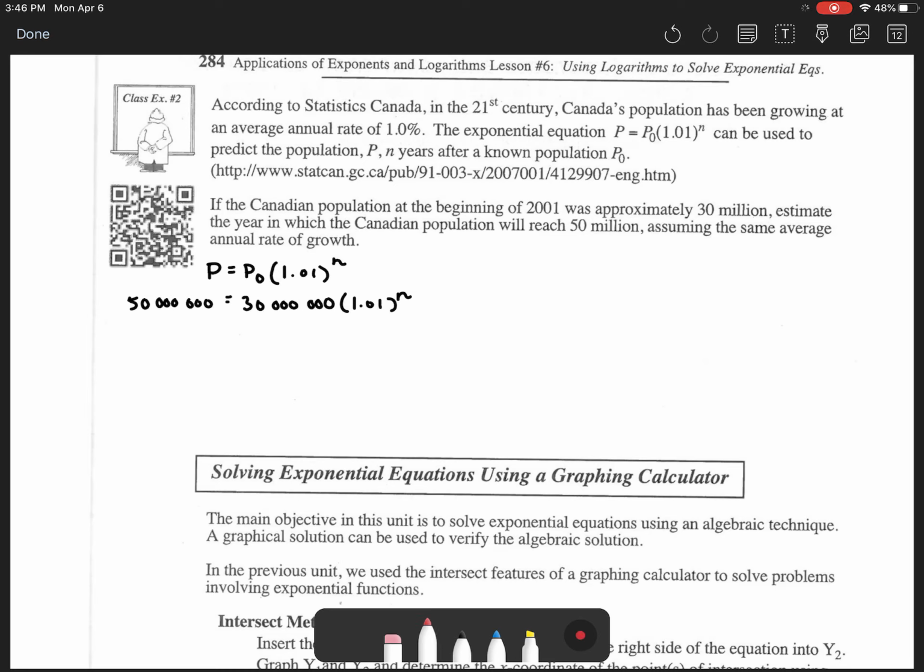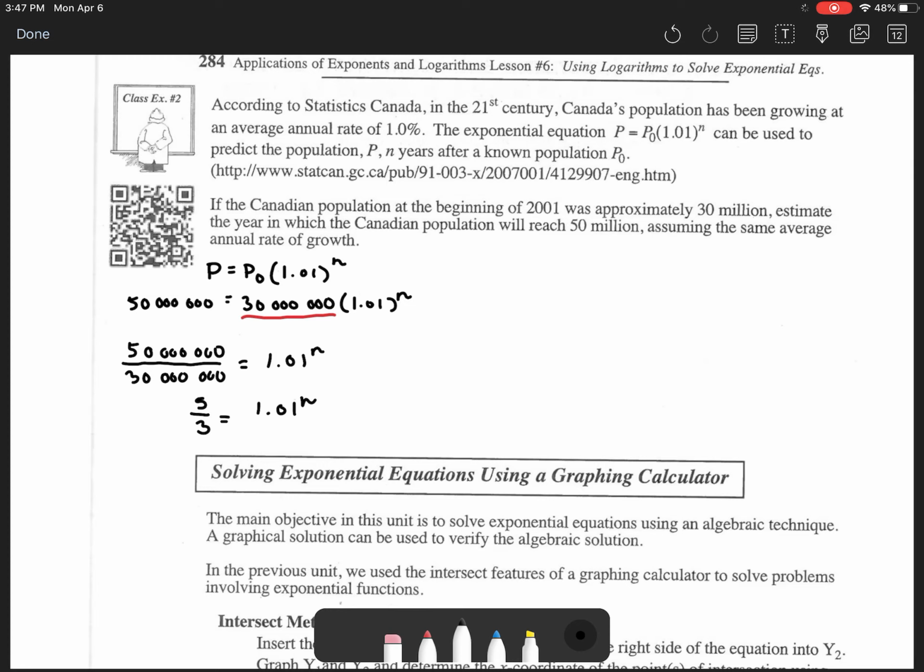Now, if I want to solve this equation, I want to get rid of the value that is in front of the thing that has the exponent, which is our variable. So what that means is I'm going to divide both sides by 30 million. So you're going to have 50 million divided by 30 million equal to 1.01 to the exponent of n. Now, hopefully you can see that on the left-hand side of the equation, that will simplify to 5 over 3. The zeros will all cancel each other out, in terms of value. So now I have 5 over 3 equals 1.01 to the exponent of n.